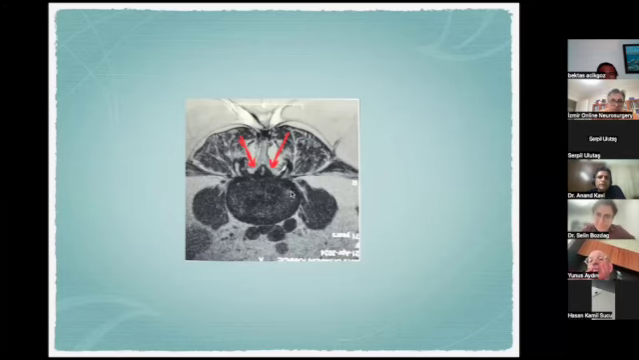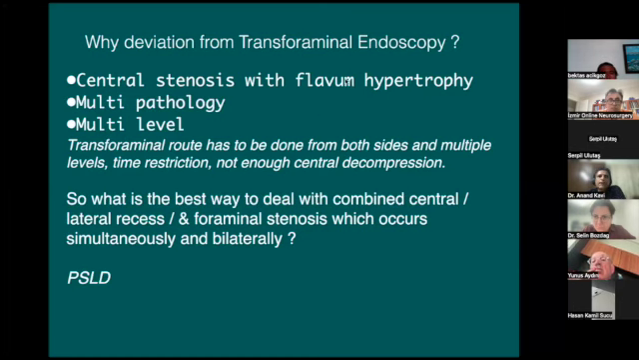Particularly, this is a recent case done a few days back. You can see there is tight stenosis with ligamentum flavum hypertrophy bilaterally with complete stenosis of the thecal sac. So people ask me why deviation from the transforaminal route of endoscopy. In case of central stenosis with flavum hypertrophy or multilevel pathology, the transforaminal route has limitations and has to be done from both sides and multiple levels. There are time restrictions, particularly in old patients, and sometimes there is not enough central decompression.